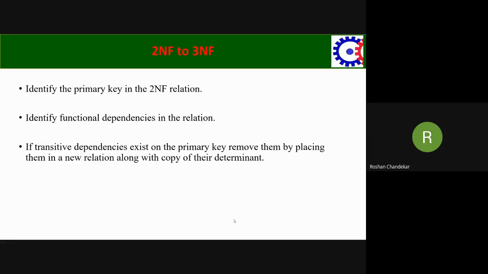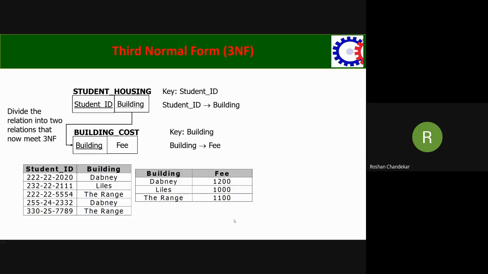Now, how can we convert from second normal form to third normal form? Identify the primary key in that second normal form. We have to identify the primary key. Here the primary key is what? The student ID. In the housing table, the primary key is student ID.